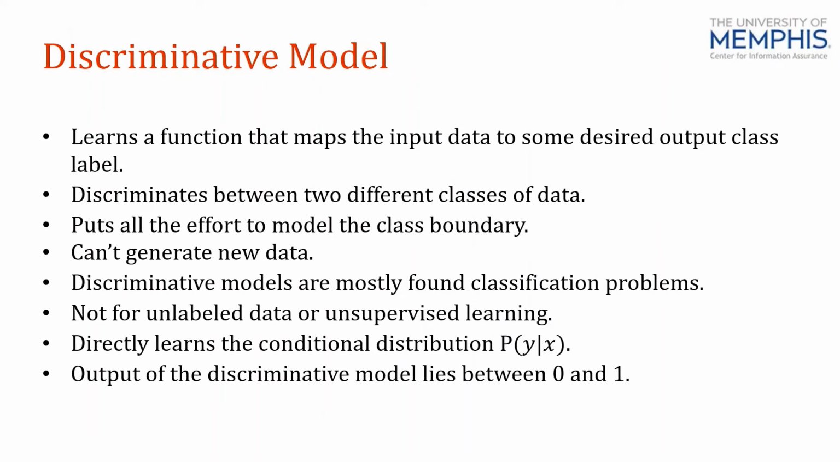Let us talk about the discriminative model. A discriminative model learns a function that maps input data to a desired class label. That means it tries to discriminate between two different classes. To do so, they put a lot of effort into modeling the decision boundary between two classes. In that case, they mostly do not consider the points that are lying far from the decision boundary. Hence, the discriminative model ignores a lot of labeled data since it only looks at the points lying very close to the decision boundary.